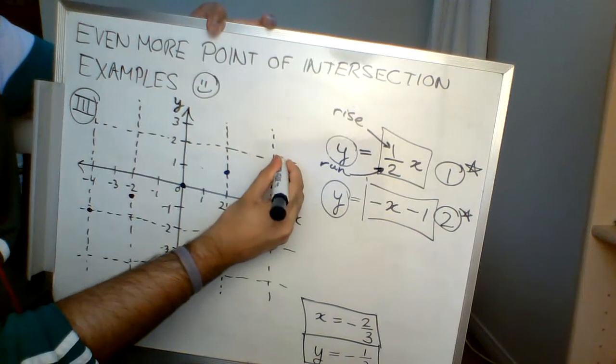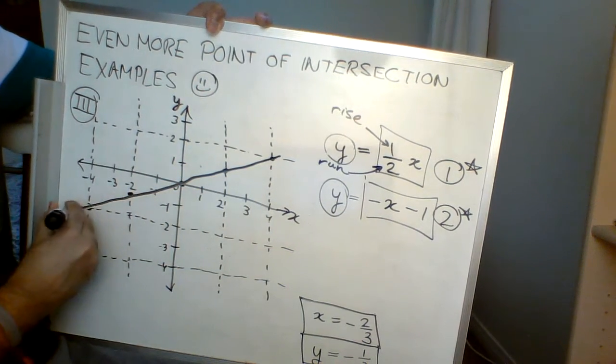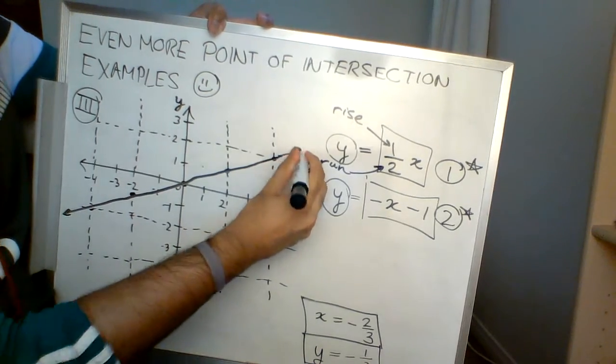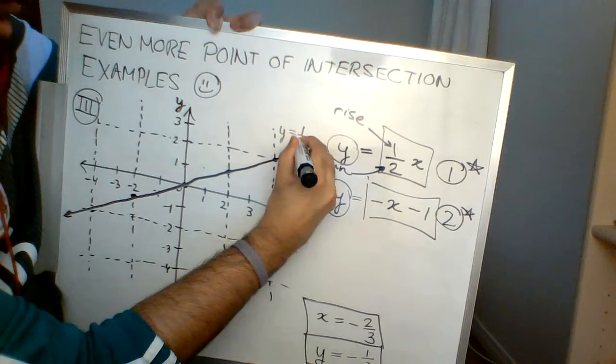And then I can connect all of those. Something like that. And there's our line. Y equals 1/2 x.